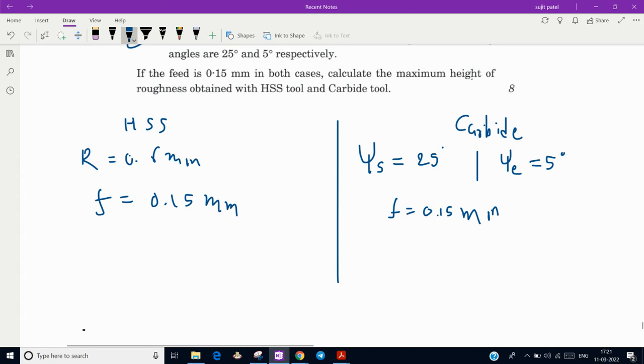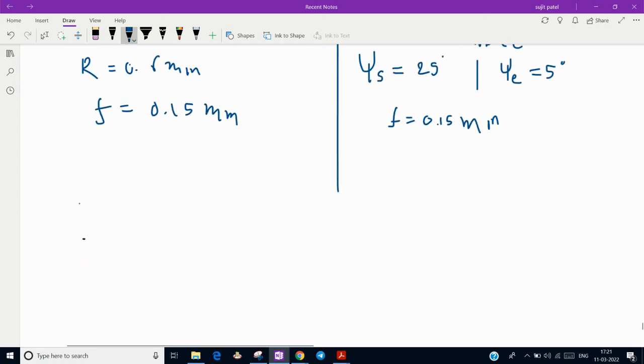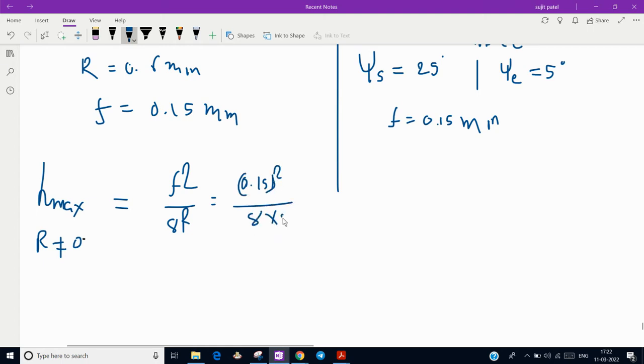This is the best question for which we can use the peak to valley height, or maximum roughness, equation. So the H max equation, when nose radius is not equal to 0, is f squared divided by 8r. So f will be 0.15, whole squared, divided by 8r, where r will be 0.6.